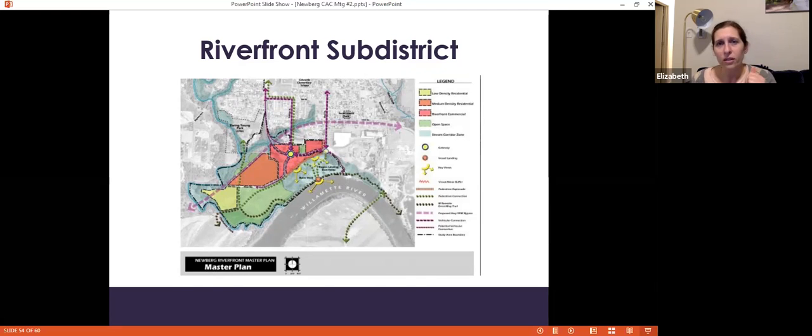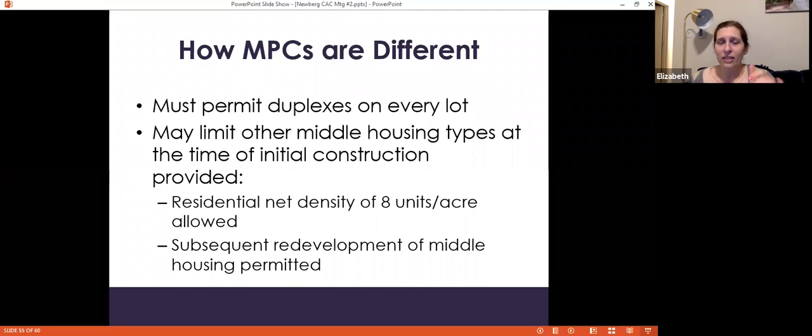So yes, like I was saying, duplexes have to be permitted on every lot, but there are options to tailor the allowances for other middle housing types, provided that some overall net density targets are met and that subsequent redevelopment of middle housing is permitted. So if someone wanted to redevelop their brand new home, it probably won't be tomorrow, but further on down the line, if they wanted to expand it or put it in a new type of housing, that would have to be allowed.